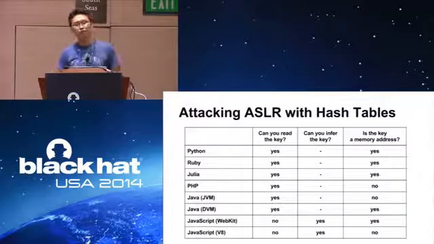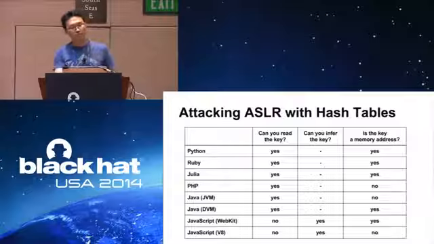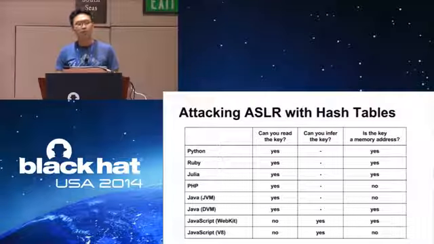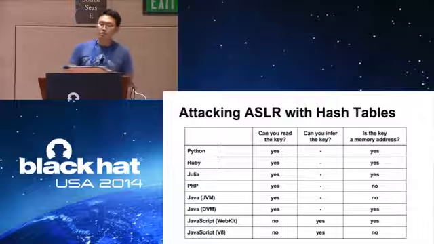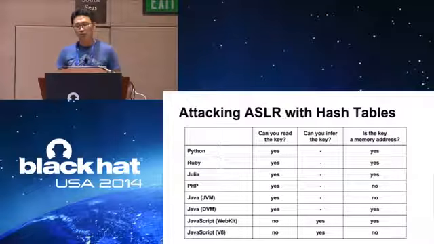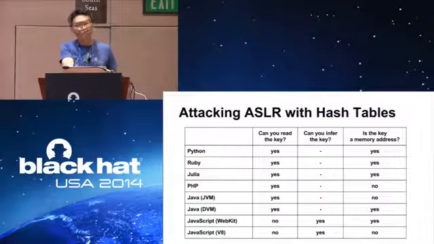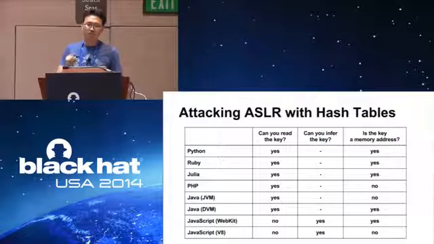So here's the whole table that we actually built, and we went through the different languages. In the cases of Python, Ruby, and Julia, Julia is a language dedicated especially for cloud environments. In all these three cases, we were able to read the key directly because there are interfaces, so we can get the address. But PHP is a little bit different. Although you have interfaces to read the key, the key that you actually read is not really the memory address. We're going to talk a little more about this because PHP's implementation is pretty unique and interesting.